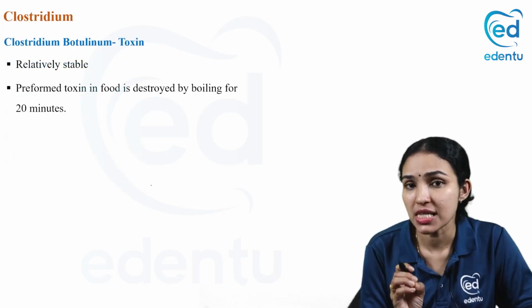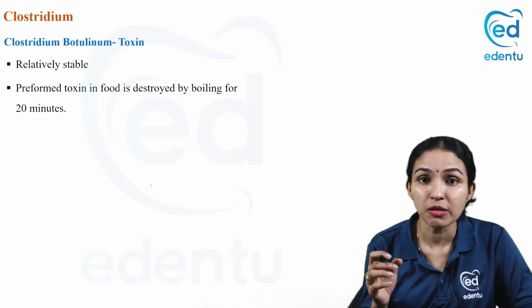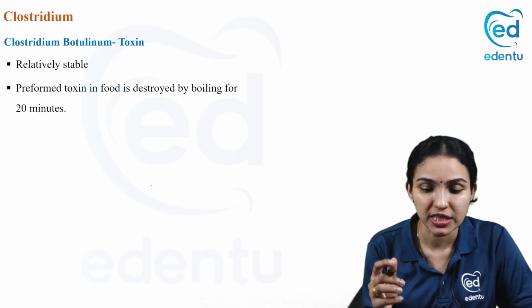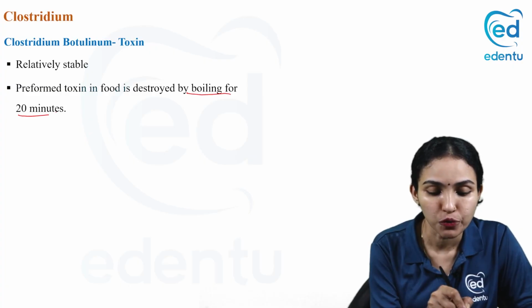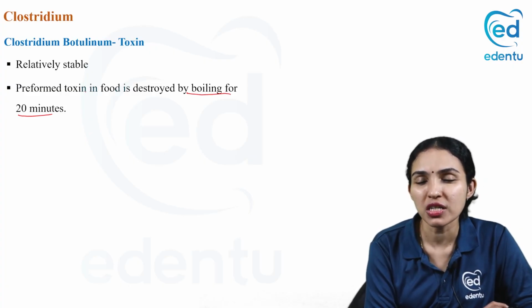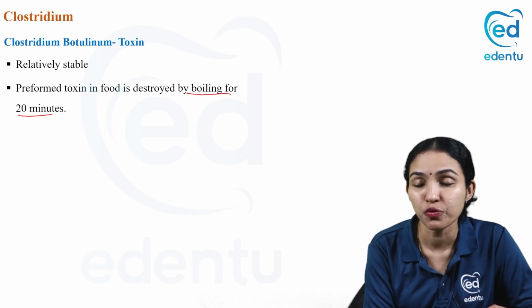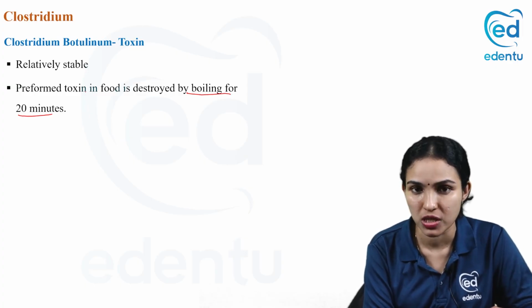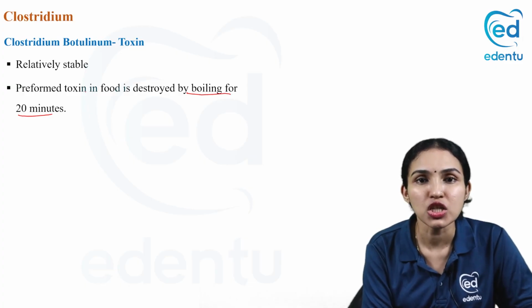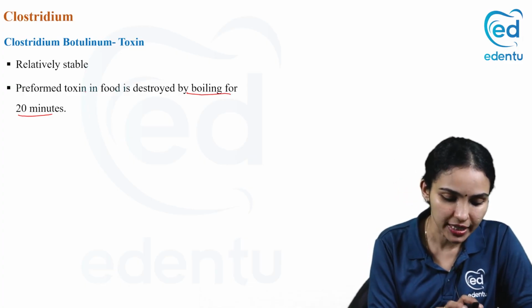Now this toxin is relatively stable, and the preformed toxin in food can be destroyed by boiling for 20 minutes. Note that you have to boil for 20 minutes to destroy the preformed toxin. You get botulism when you consume food which already contains preformed toxin. This toxin can survive heat for some time, which is why it is very difficult to eradicate in food.